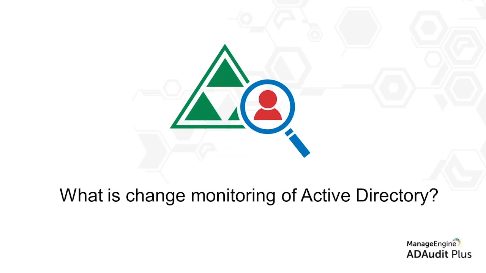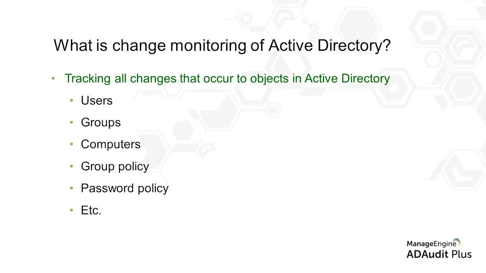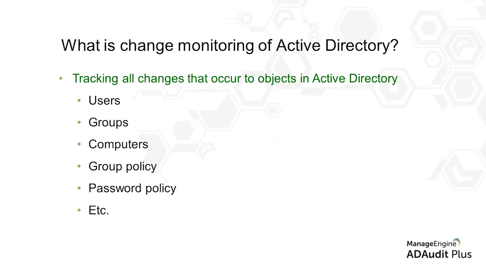So with that, let's get to the basics. What is change monitoring of Active Directory? Change monitoring is simple to understand, but it's a bit complex when you get to the root level. It is tracking all changes that occur to objects in Active Directory. What are objects? It could be users, groups, computers, contacts, group policy, password policy, printers, etc. Anything that interacts with Active Directory is known as an object.